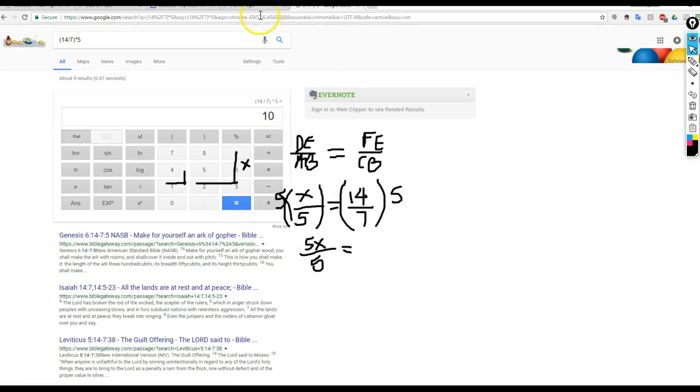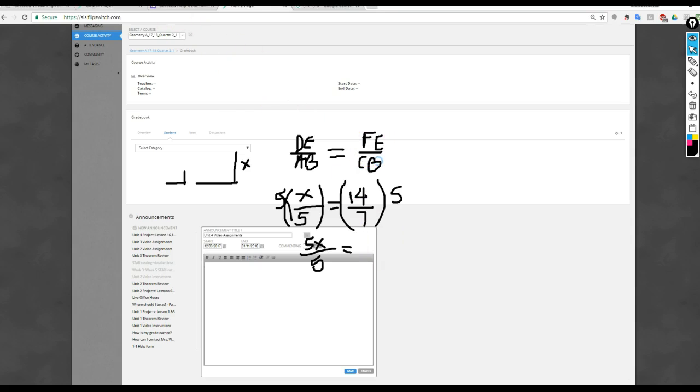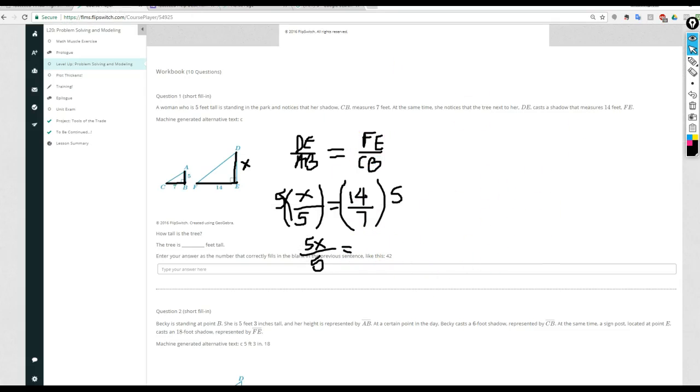And that is 10. So 5X divided by 5. 5 divided by 5 is the form of 1, which I can reduce down to. So I have 1X equals 10. Well, I'm remembering that X was represented by DE, and so the length of DE is 10 feet. So the tree is 10 feet tall.